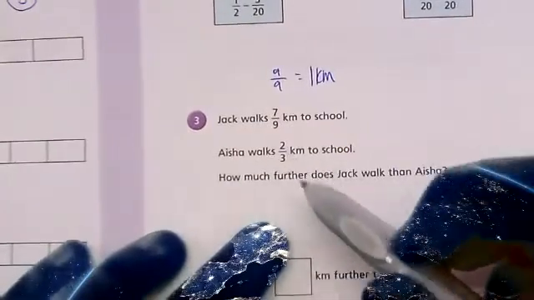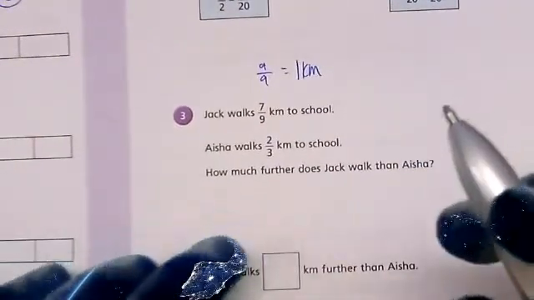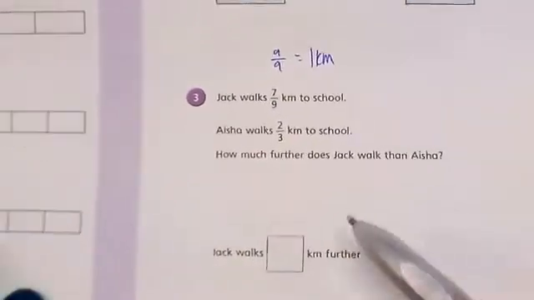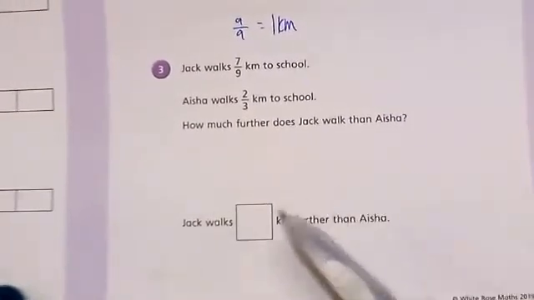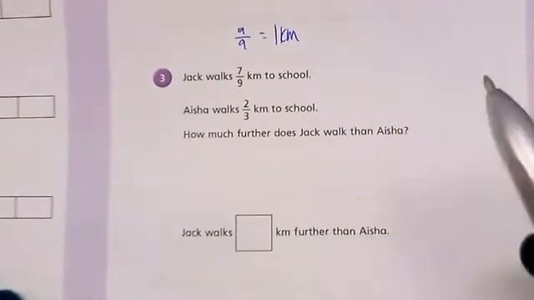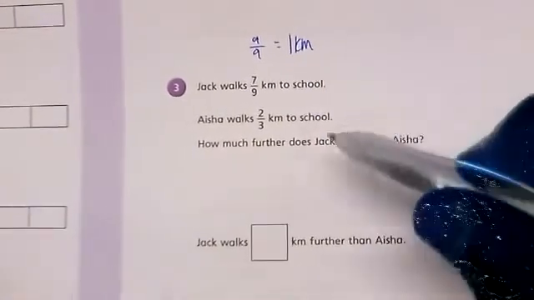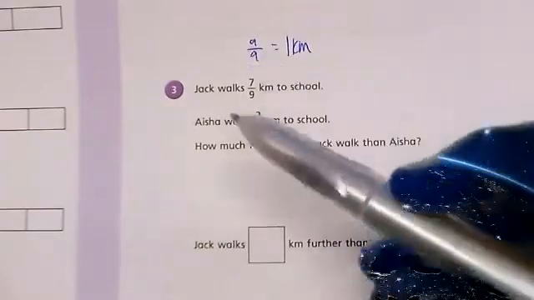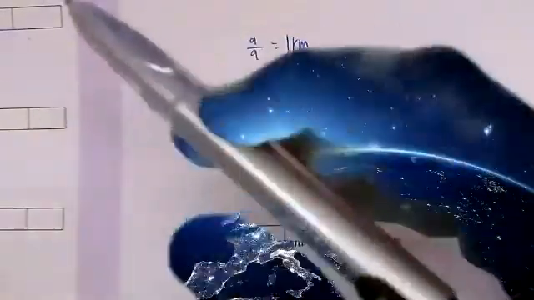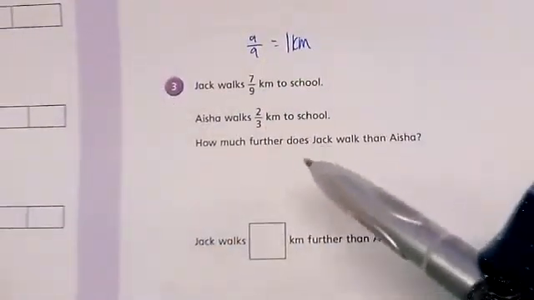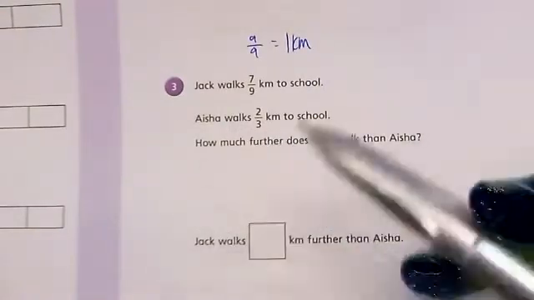Aisha walks 2/3 of a kilometre to school. How much further does Jack walk than Aisha? And because this is in words, often children will think they have to use paragraphs, they have to use sentences, and that's not the case. This is asking you to use your mathematical knowledge or arithmetic knowledge. My hands are cool. This is asking you to use your arithmetic knowledge and put it into a worded problem, all right?